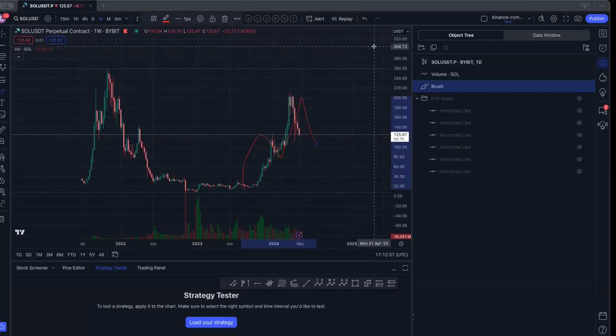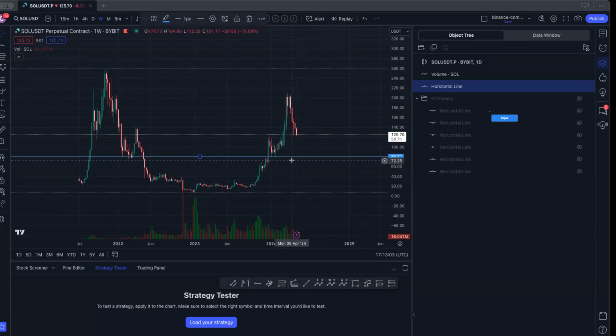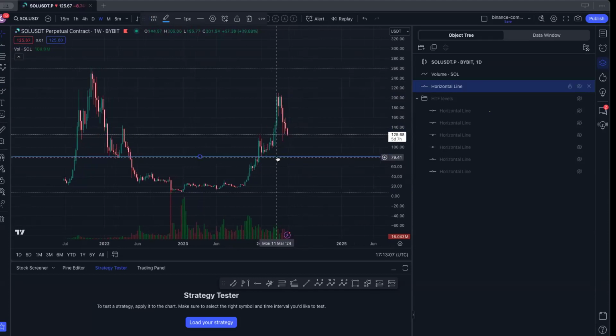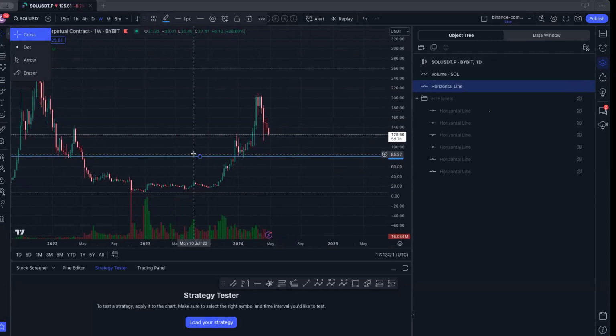So we can conclude that if we don't break this level, which is this higher low, we should look for the next higher low level, and we can look for another high. Correct? Because price is making higher highs and higher lows. Right?